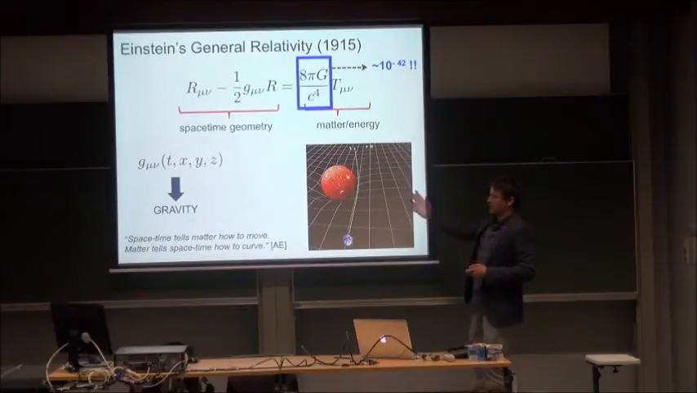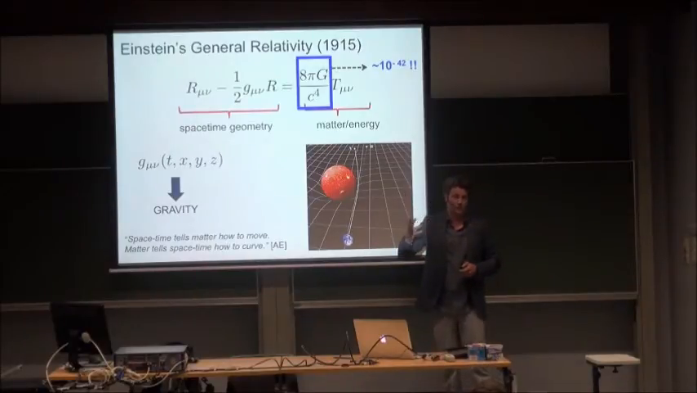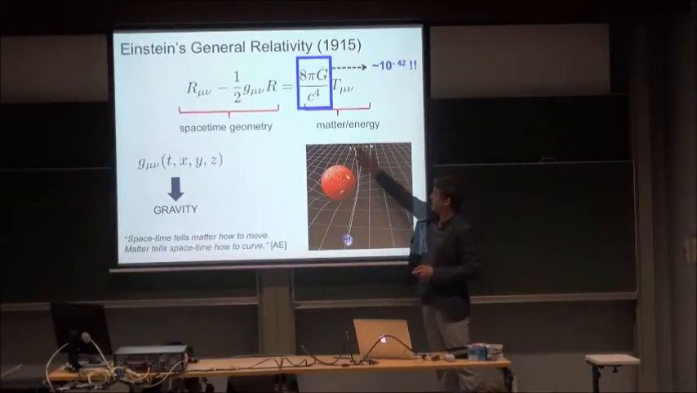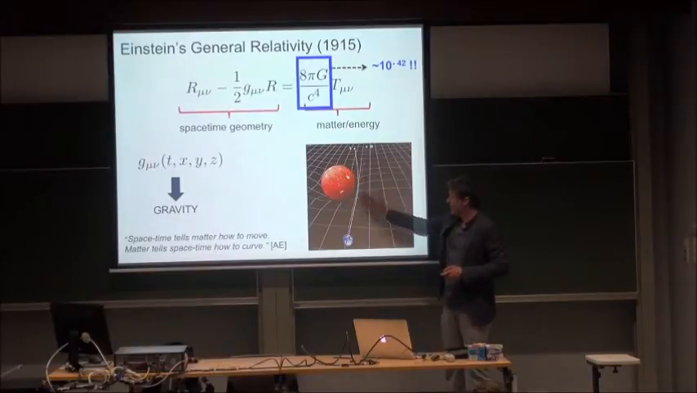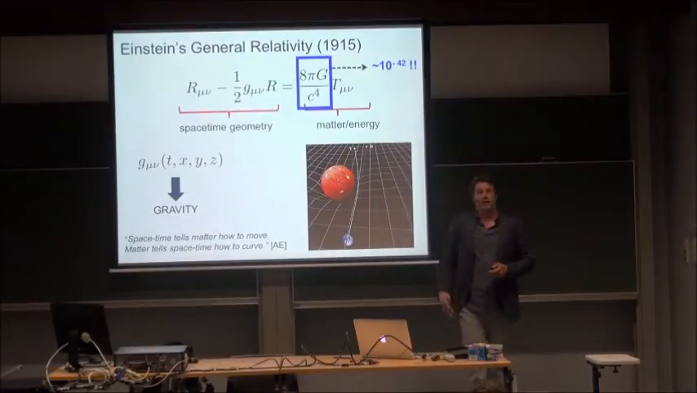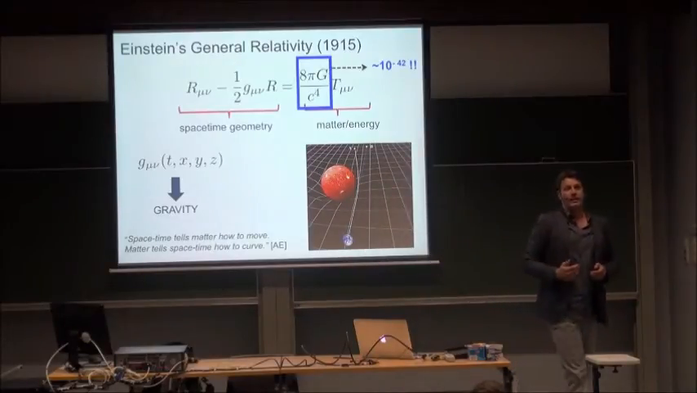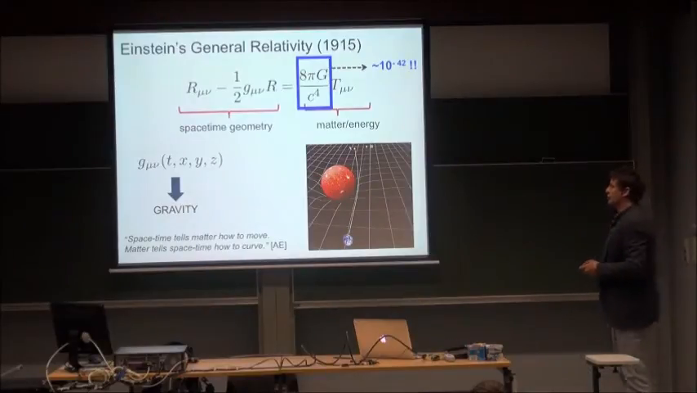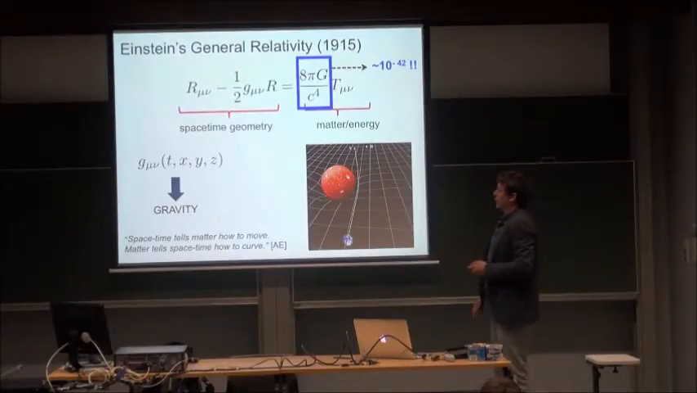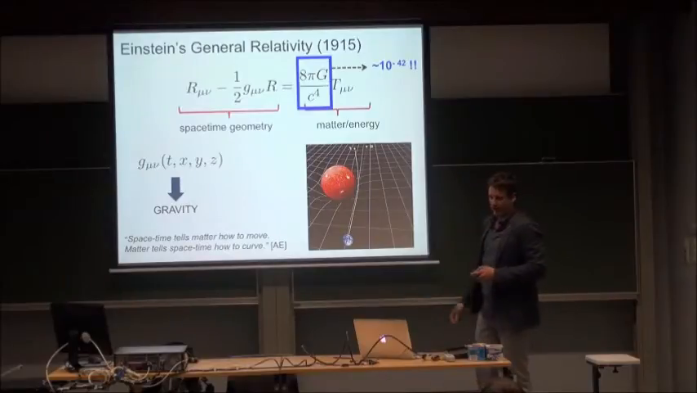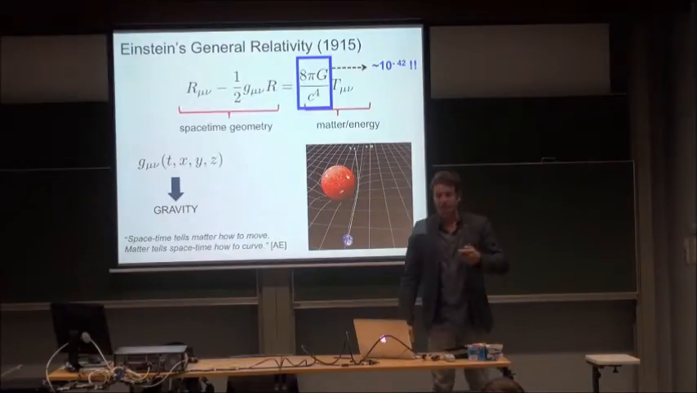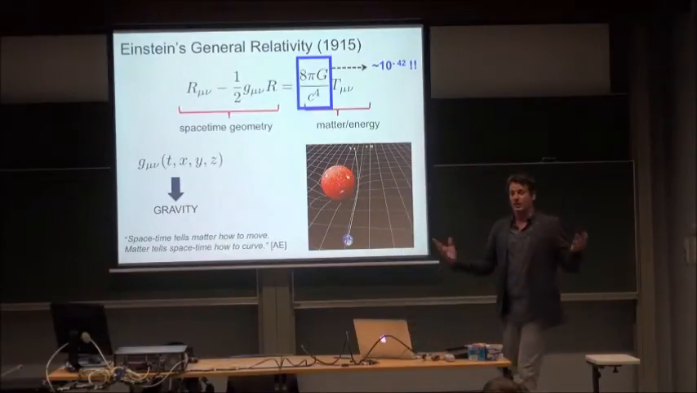Also light, by the way, which was extremely confusing in Newtonian gravity, also light rays from distant stars will be bent as a consequence of the deformed geometry near the surface of the sun. So that's general relativity in a nutshell, and that's the theory which this is all about.